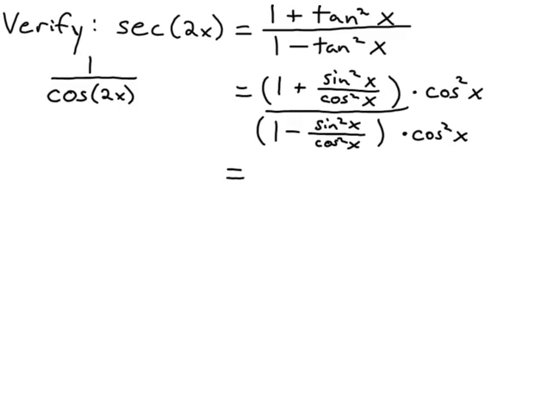So if we go and do that, cosine squared x times 1, that's just cosine squared x. So cosine squared x plus, and then sine squared divided by cosine squared, that cosine squared x will cancel out with the other one, so we just get a sine squared left over right there. And then on the bottom we'll have the same thing, cosine squared x times a 1, so we get cosine squared x. And then the cosine squared times sine squared over cosine squared. Cosine squareds will cancel out, and we'll just get a minus sine squared x at that point.